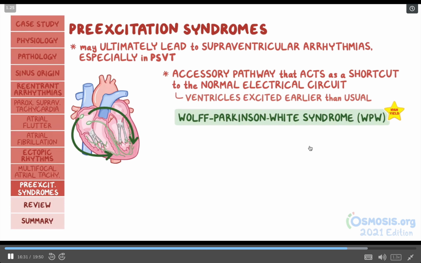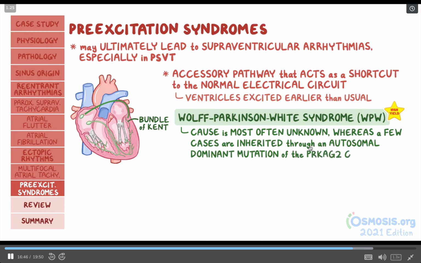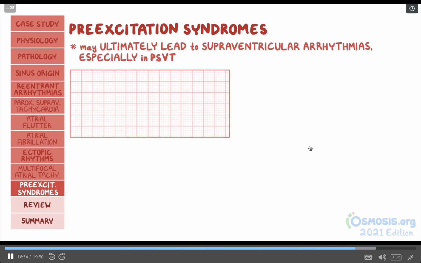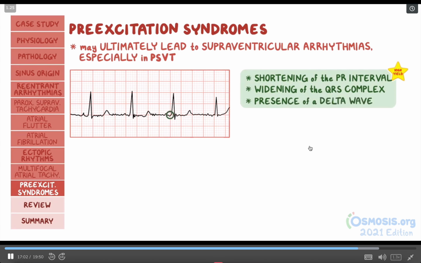People with WPW are born with an additional conduction pathway between the atria and the ventricles called the bundle of Kent. The cause of WPW is most often unknown, whereas a few cases are inherited through an autosomal dominant mutation of the PRKAG2 gene, which helps regulate ion channels specific to cardiac tissue. The 3 major changes on ECG in WPW are shortening of the PR interval, widening of the QRS complex, and presence of a delta wave, which is an upward slurring of the initial portion of the QRS complex.